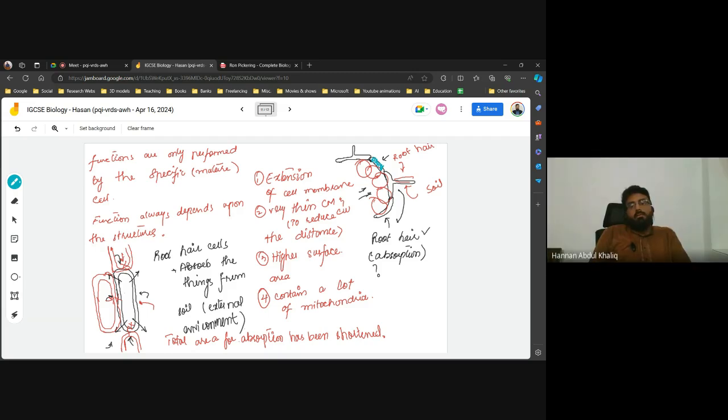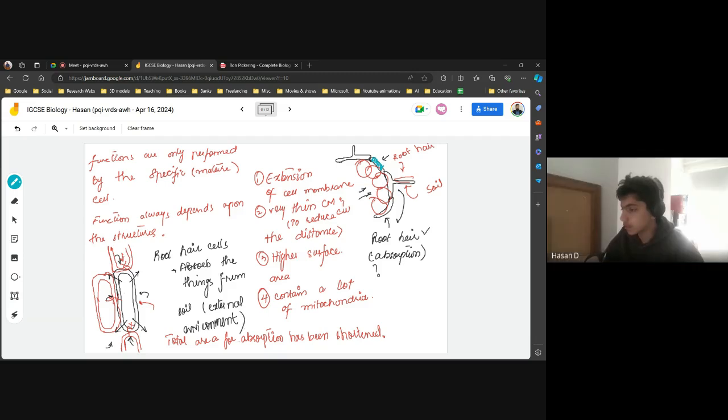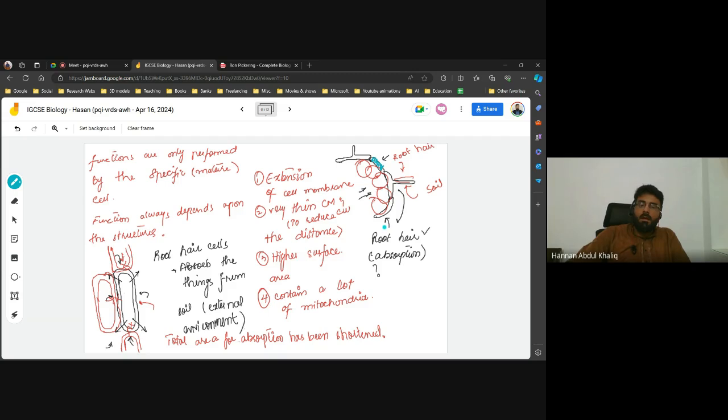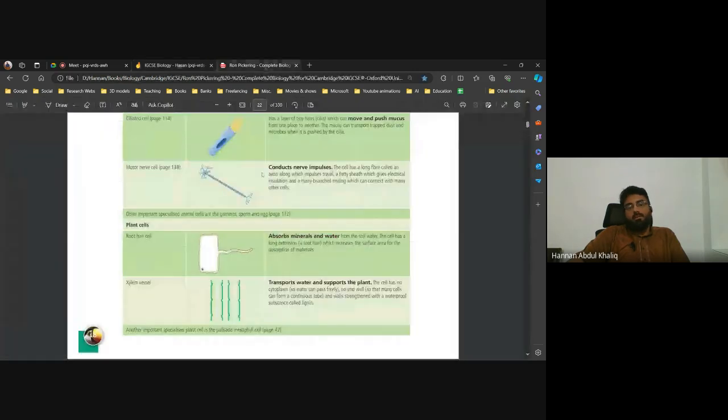So, which cell is more advantageous, root hair cell or the cell next to it? The root hair cell, not the blue one. So you can see very clear changes, and this is the difference between a general and a specific cell. So root hair cell is very specific in its function. The next cell that is very important in the plants is the xylem vessel.